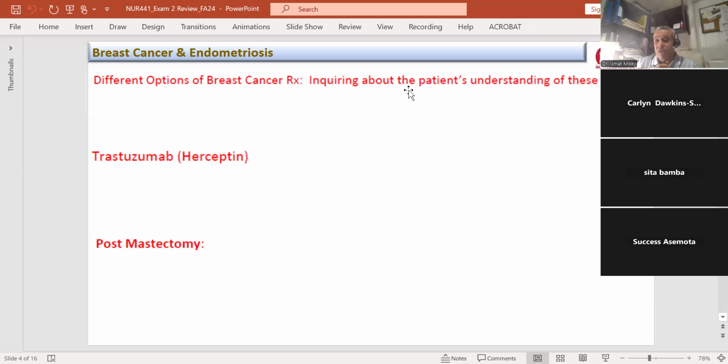Also, the patient should be taught to use the PCA, patient controlled analgesia machine or pump or device, as needed for pain control.